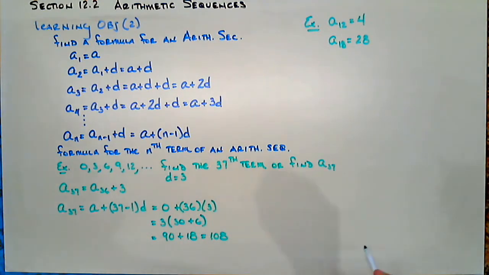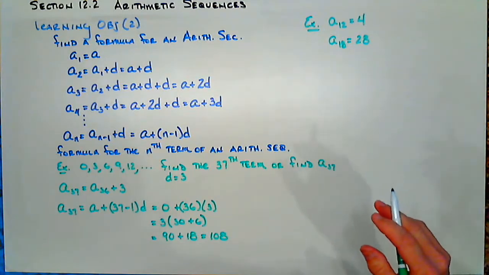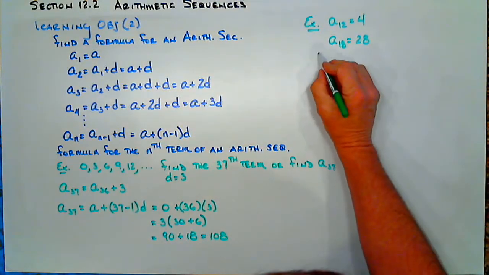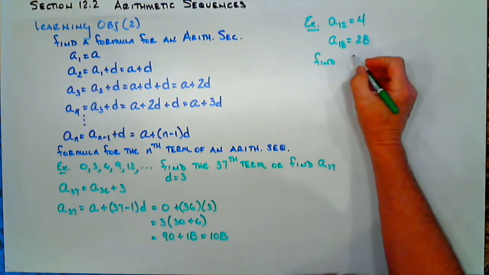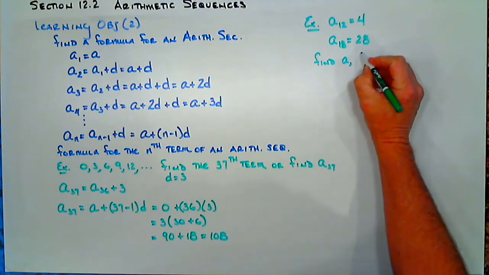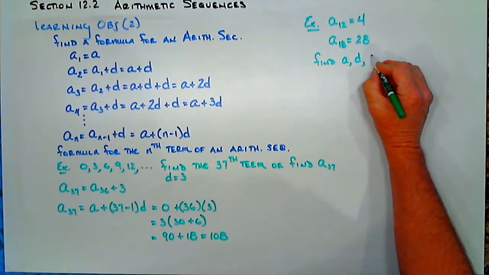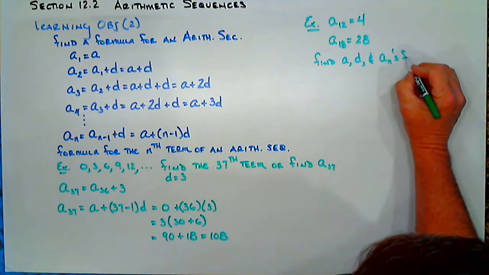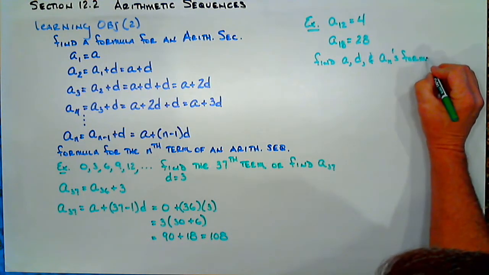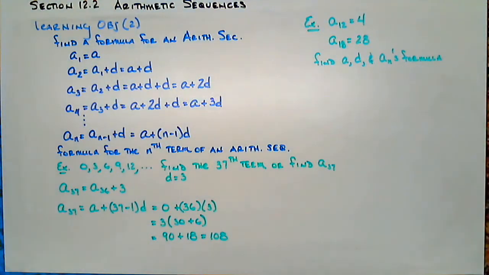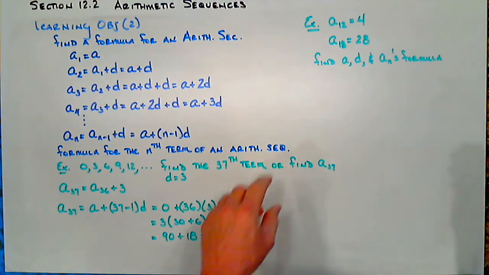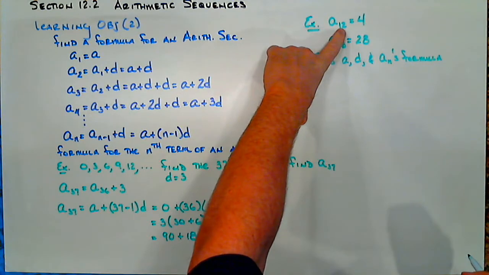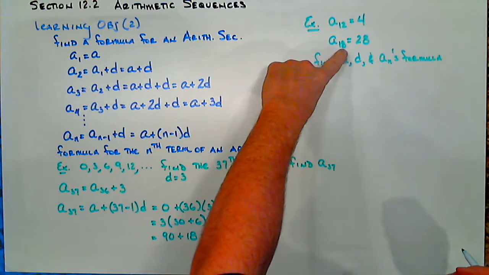What are we supposed to do here? What do they want us to do? They want us to find a, d, and a sub n's formula. Now this is a very common quiz or test question. How am I going to find the common difference? How am I going to find the beginning? I'm not at the beginning. I'm starting 12 terms in and 18 terms in.